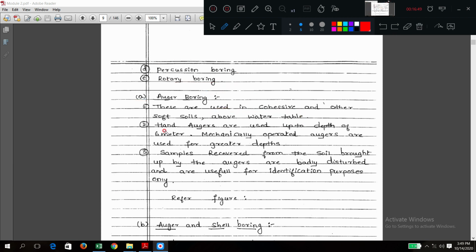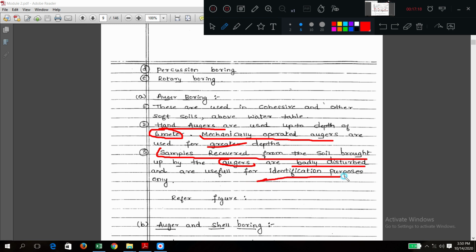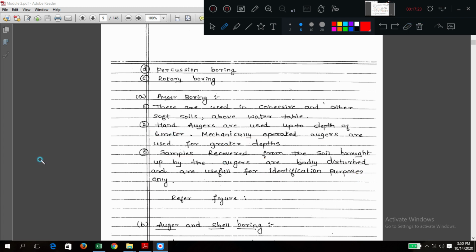Hand augers are used for lesser depth, that is up to 6 meters. But for greater depth, mechanically operated augers can be used. Here, a very important term: samples recovered from the soil brought up by these augers are badly disturbed, and they are useful only for identification purposes. What do you mean by this?